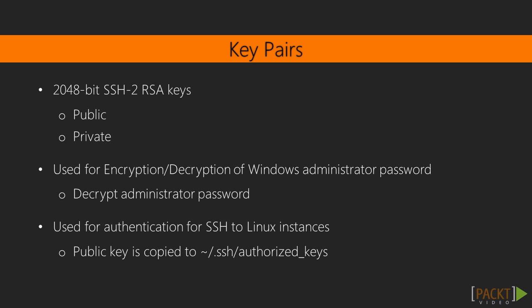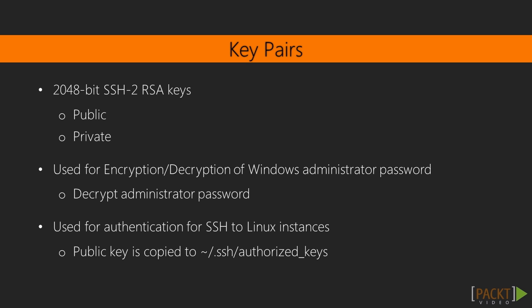When you launch a Windows instance, a random administrator password is automatically created and then encrypted with the public key. You must present the private part of the key to decrypt the password. Then you use a remote desktop client to connect to the instance and log in as administrator using the password.